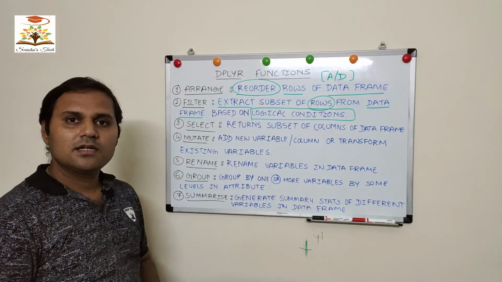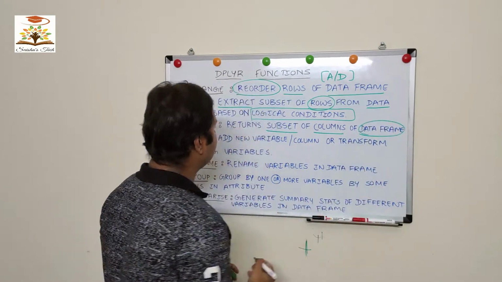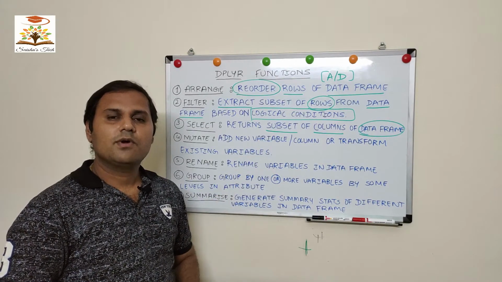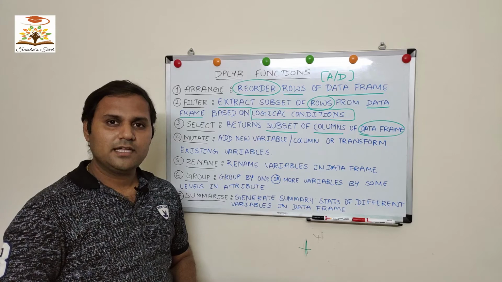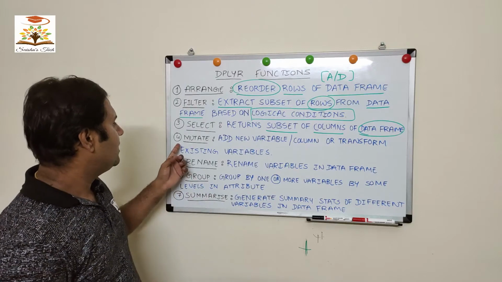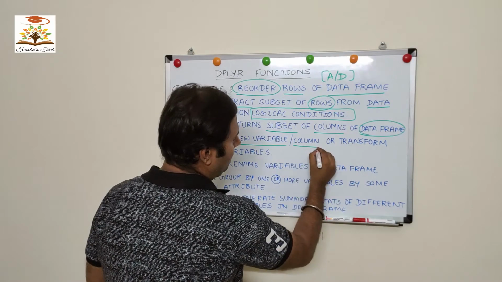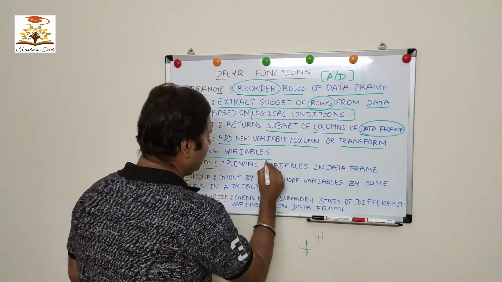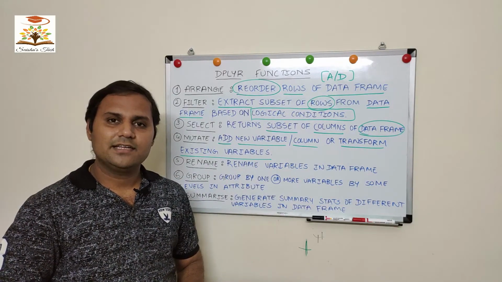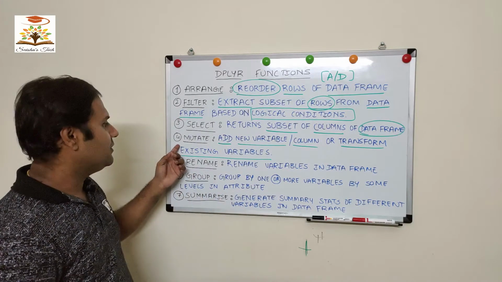The select function subsets the columns of the data frame. Here, if you want to subset columns from 1 to 10 from a data set, then you can utilize select as a function. Mutate adds a new variable or column or transforms existing variables. Example, you want to multiply the salaries by 1000 and create a new attribute. That can be done using mutate.